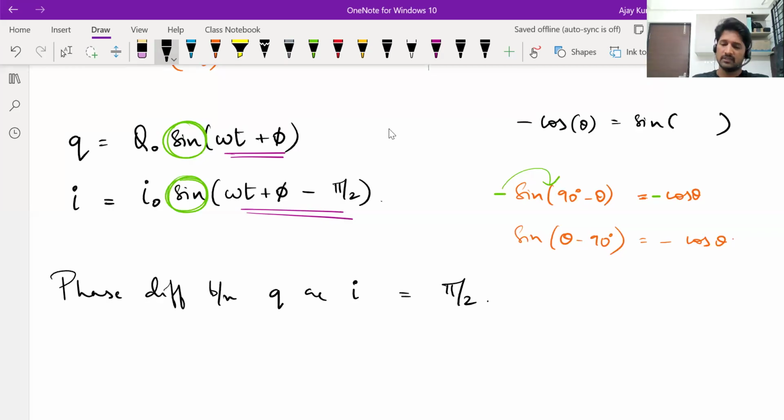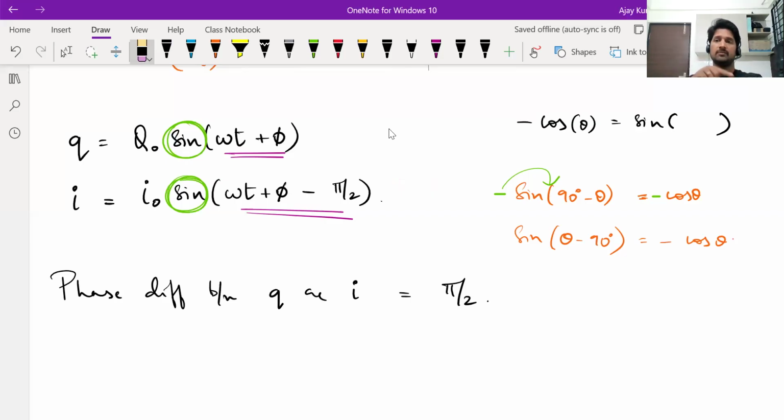Means when charge is 0, current will be at the negative extreme, like minus I naught. Then when charge goes to positive extreme, current comes to 0. So basically, when one is at the extreme, the other will be at the mean, means 0. And that's what we have discussed also. When the charges have completed switching places, current becomes 0.